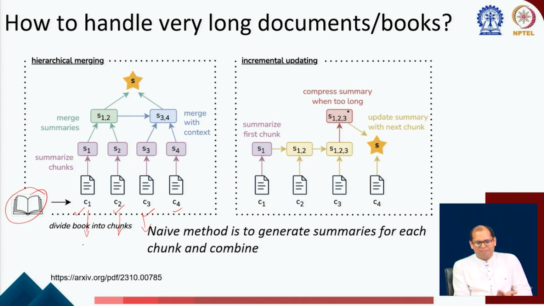So you will typically produce equal length of summary from each chunk and combine. That may not be the optimal way of doing things. So, what is the other kind of approach? This particular paper proposes two interesting strategies.